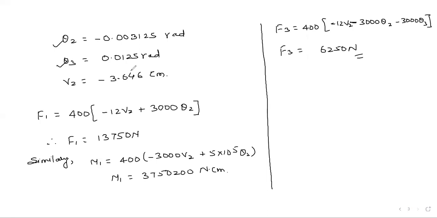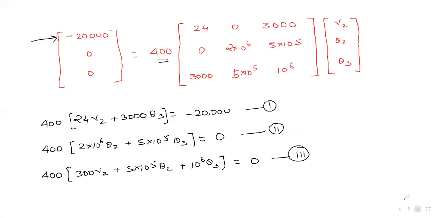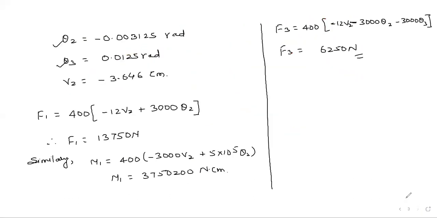So we have calculated each and everything. Here M1 value is there, and for the remaining moments they have given M2 value 0, M3 value 0. So only we will have moment M1. And for force, we have F1 value, F2 value, and F3 value also, all 3 values are there. So this is the thing we need to calculate. We have already calculated all the unknown displacements and all the unknown forces.